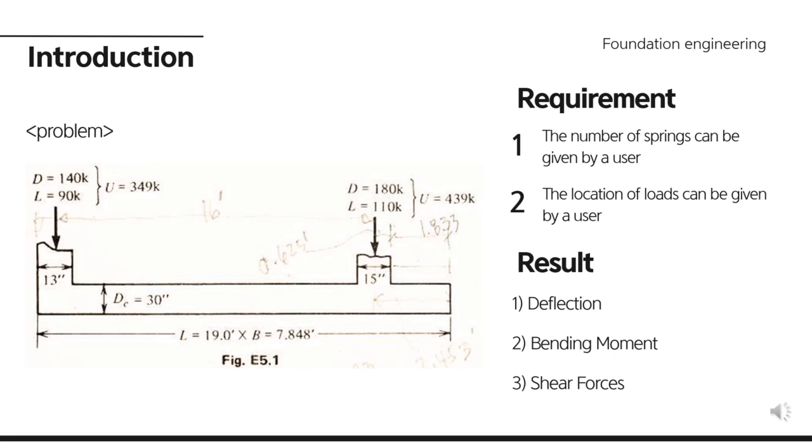We applied the Winkler Foundation model to analyze this structure and implemented two user-defined elements. First, the user can set the number of springs. Second, the user can fully adjust the location of the loads. Under this condition, we derived three main structure responses: deflection, bending moment, and shear force. Based on this result, the following slide will explain each analysis method and algorithm in detail.